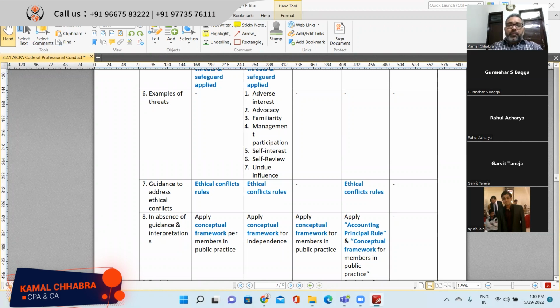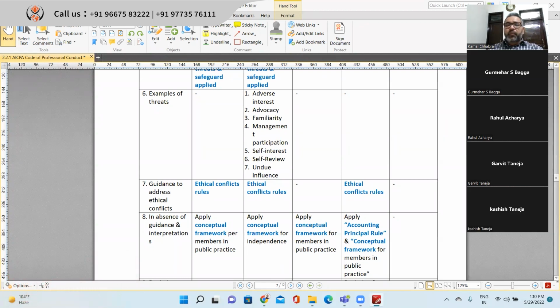Next is management participation. If you are participating in management responsibility, what are management responsibilities? Design, implementation, and maintenance of internal control, preparation of financial statements, making the budgets, reviewing the budget, or HR support services, accounting, bookkeeping. Then also it's a threat to independence.